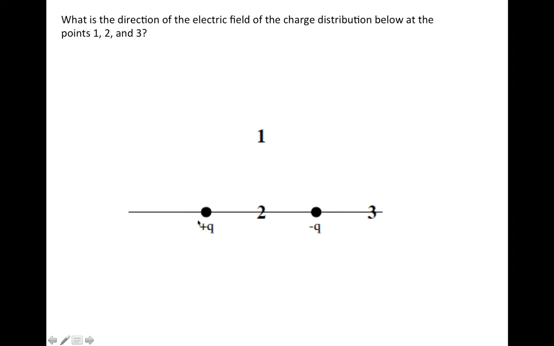So these are my charges. Let me just take the pen here. These are my charges. One of them is positive and one of them negative, and he wants you to find the electric field at this point, the electric field at this point, the electric field at this point.